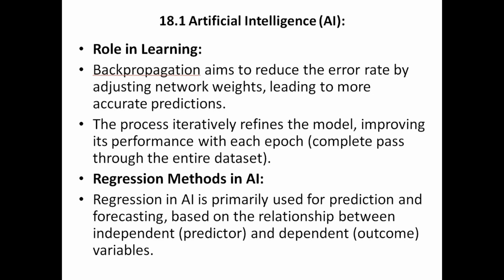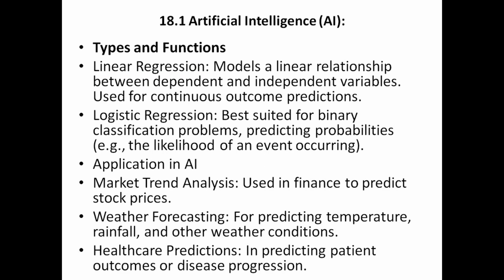Regression method in AI. It is primarily used for prediction and forecasting based on the relationship between the independent variable and the dependent variable. Types and functions. We have linear regression. It models a linear relationship between the dependent and independent variable, used for continuous outcome predictions. We have logistic regression, best suited for binary classification problems such as predicting probabilities, the likelihood of an error occurring.